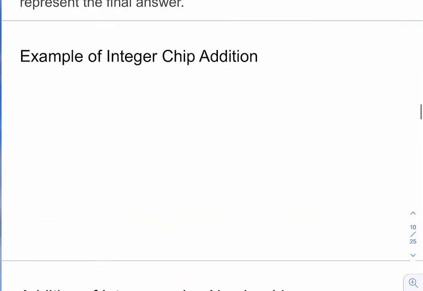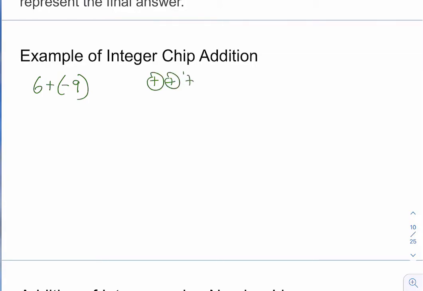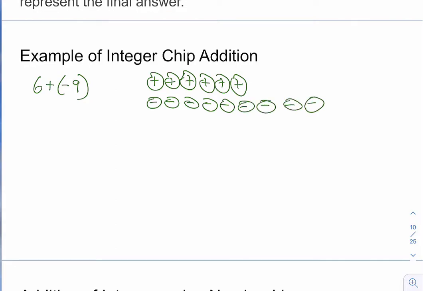Let's move down here a little bit. Examples of integer chip addition. How about 6 plus negative 9? First step, draw the first integer: 1, 2, 3, 4, 5, 6 chips. The second step is to draw the second integer and add it to the group of chips I already have. I need 9 negatives: 1, 2, 3, 4, 5, 6, 7, 8, 9.